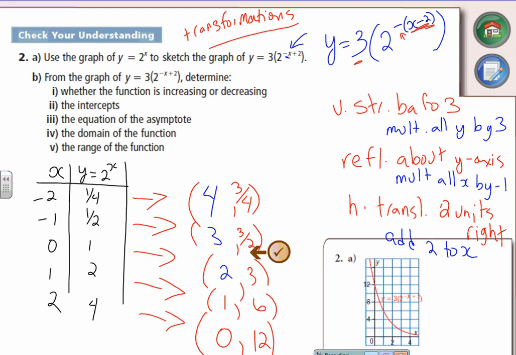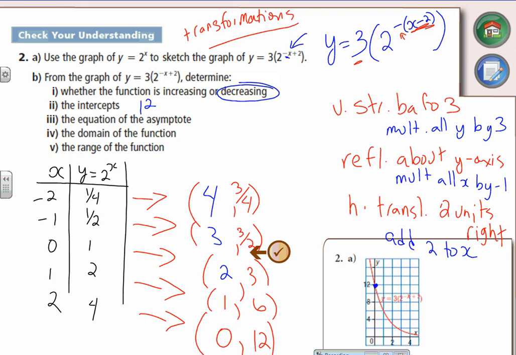Let's plot each one of those points. And by the miracle of technology, I've got mine right there. Nice and quick. So notice here that the y-intercept is not 1 this time. Oh, look at that. It's 12. And now we're going to ask, is that increasing or decreasing? Well, that's going down, that's decreasing. The intercepts, we just said it, that's 12.